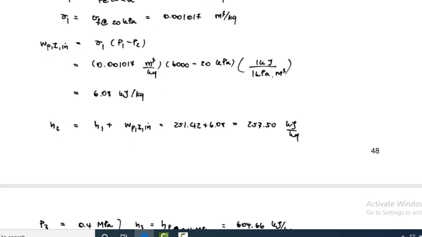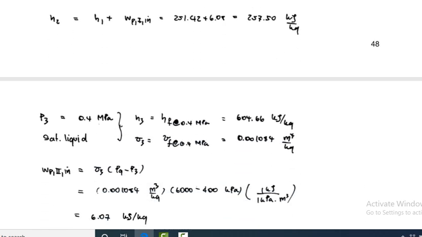Then you have H2 equal to H1 plus WP1. We already discussed this last time; you have to remember this formula, H2 equal to H1 plus WP1. You are getting the H2 value as 57.50 kJ per kg. Okay, and then go to another section.